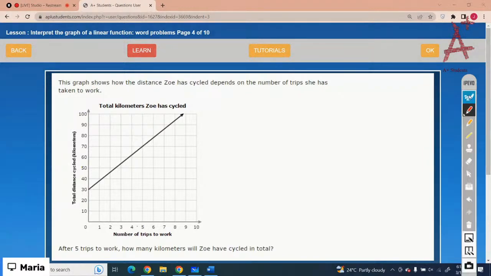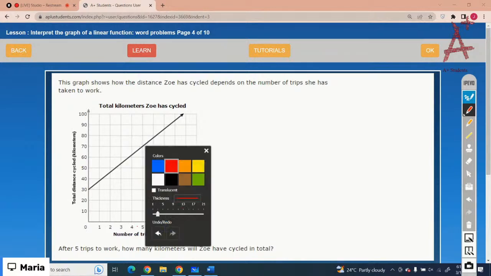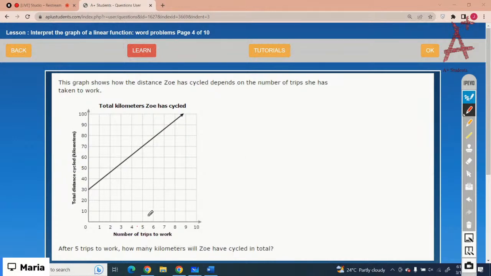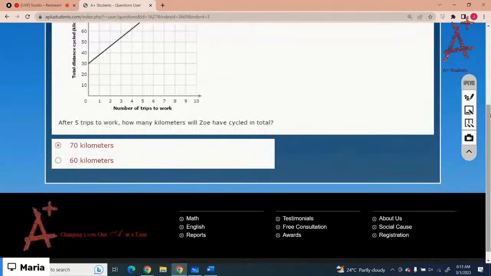So 5 trips. Here you have the trips. Here you have 5 trips and match it to the y-axis, so it would be 70. Got it? That means after 5 trips, she has 70 kilometers of distance covered. So the correct option is 70 kilometers.